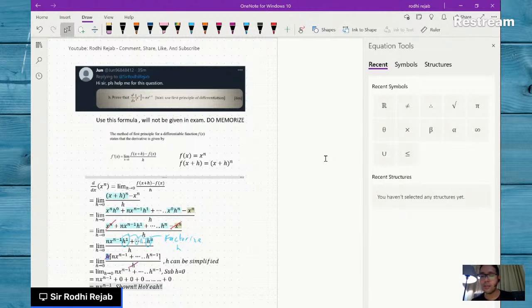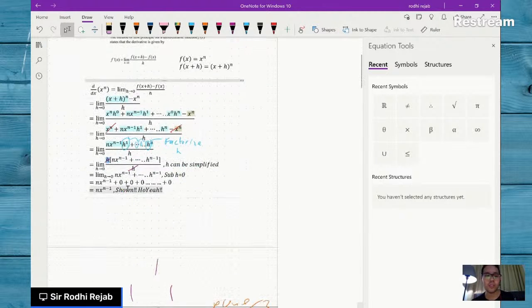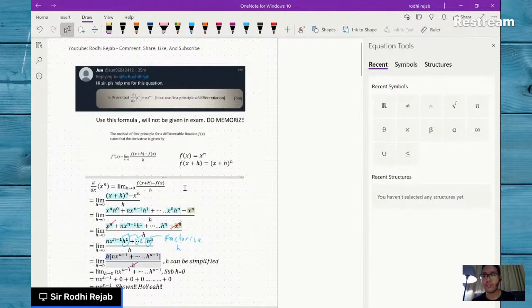Yep, sub h, then all the middle will disappear because all of it still has h. If you see here, it has h. So the others will have h as well. So anything that you multiply by h becomes 0. Yeah, never mind, man. This is interesting.